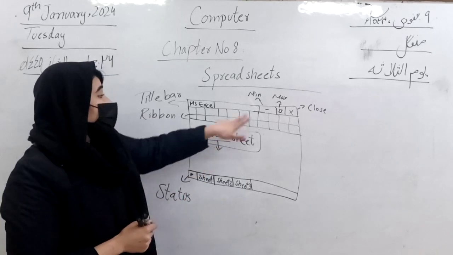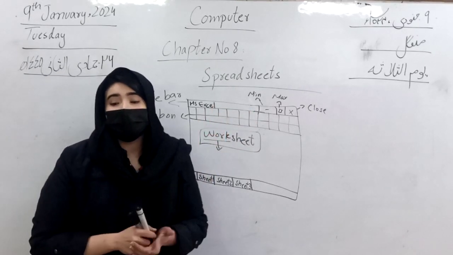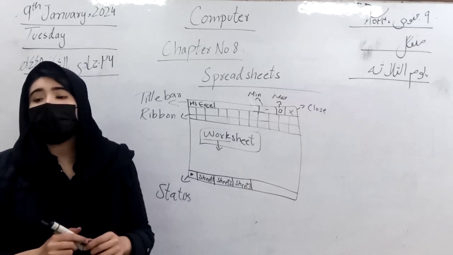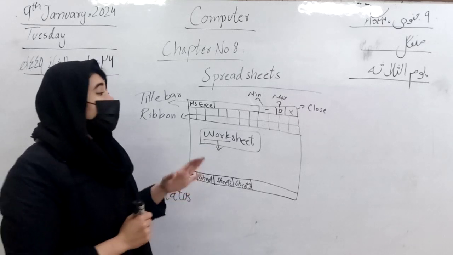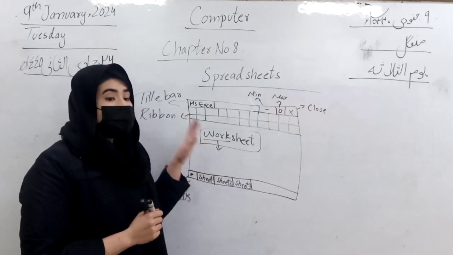Then the last one is your minimize button. Can anyone tell me for what purpose the minimize button is used? Yes, very good. The minimize button is used to hide the screen. Very good.